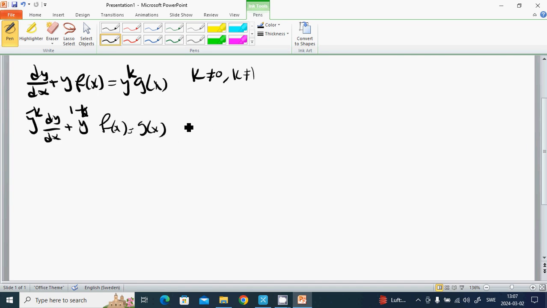We are going to put z equals y to the power of 1 minus k, and dz/dx equals 1 minus k.